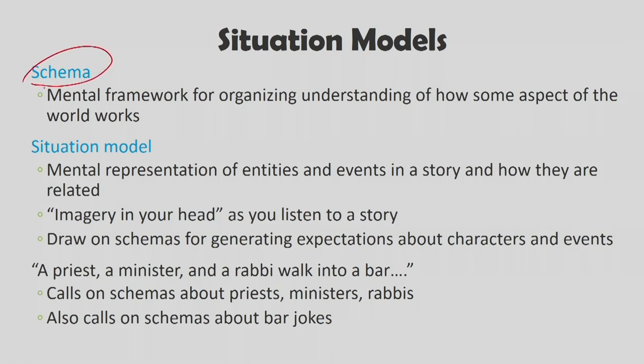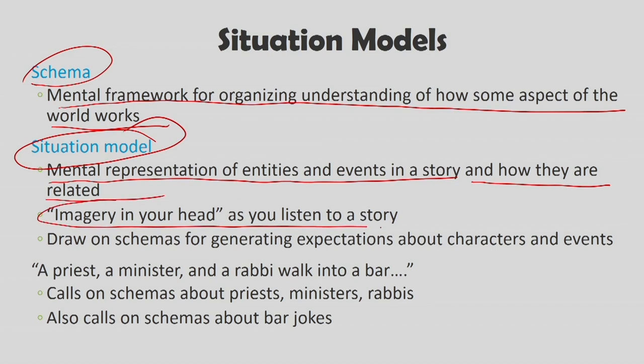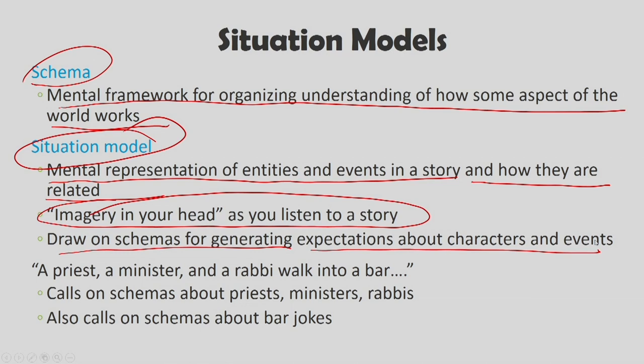So, generally in storytelling, you have something called a schema, which is the mental framework for organizing and understanding how some aspects of the world work. And what is a situational model? It is a mental representation of the entities and events in a story and how they are related. Imagery in your head as you listen to the story. A situational model is an imagery that one creates in the head. Also, situational models are more than just imagery, as they draw upon the schemas already stored in long-term memory, for generating expectations.